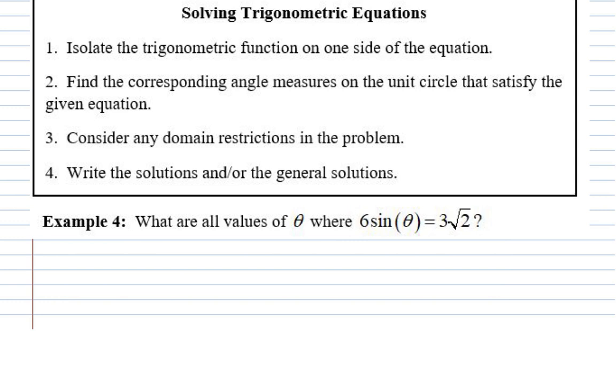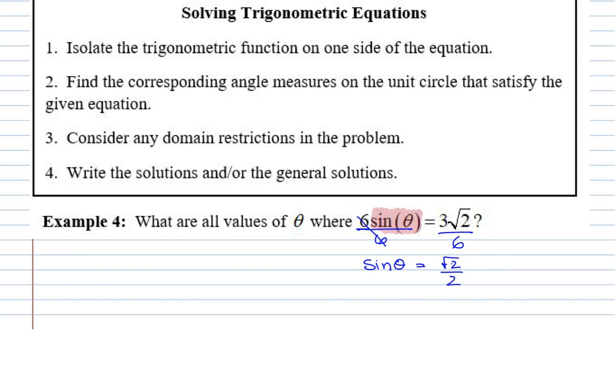So what you want to do is get sine by itself. So I need to get this function by itself. So I'm going to get rid of the 6. That's 6 times sine. So I'm going to divide both sides by 6. This is going to go away. Now I have sine of theta. And I'm going to reduce this, and that becomes square root of 2 over 2.